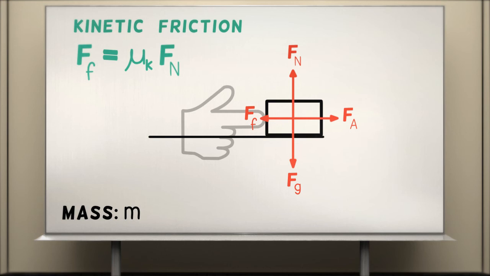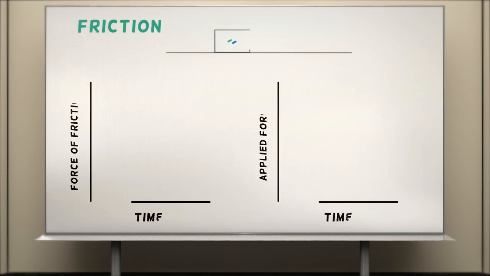This formula looks almost the exact same as the one for static friction, but we've got to be careful. The static and kinetic frictional forces have a lot of differences. Let's look at another block being pushed to the right, but this time we'll analyze the motion in a little more detail. Here we have a graph of the force of friction on the left, and a graph of the force we are applying to the block on the right.